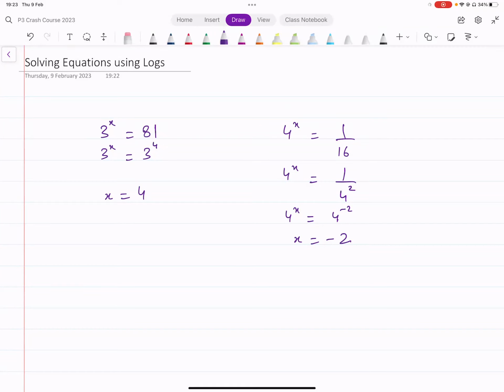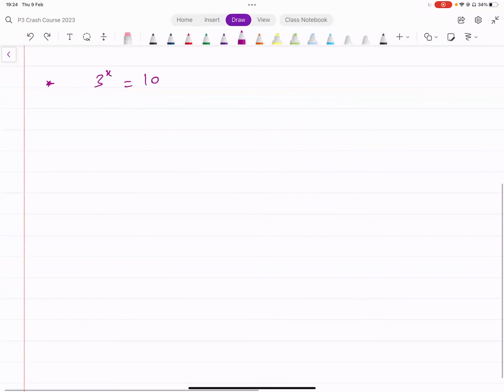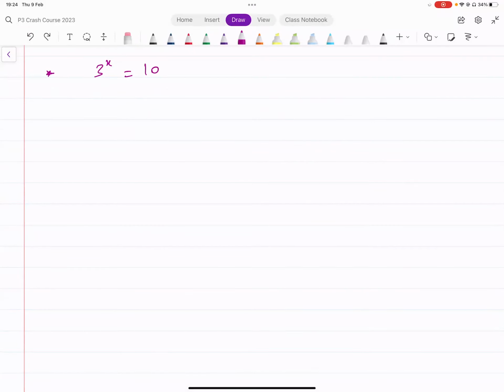But now, what if you had something like 3 raised to power x equals 10? What do you do with this now? 10 cannot be written as a power of 3. So we can't solve it using the method that we have discussed before. In such cases, what we do is we take log on both sides.